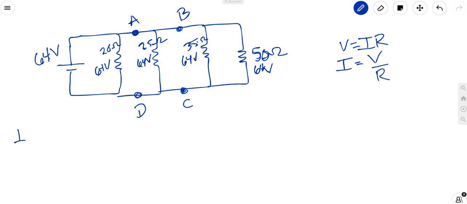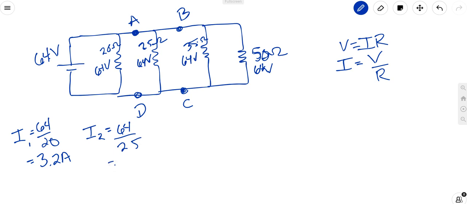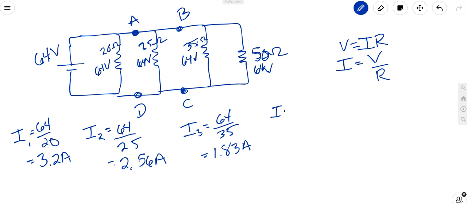So current 1 is 64 divided by 20, which gives me 3.2 amps. Current 2 is 64 divided by 25, which gives me 2.56 amps. Current 3 is 64 divided by 35, which is 1.83 amps. Current 4 is 64 divided by 50, which gives me 1.28 amps.